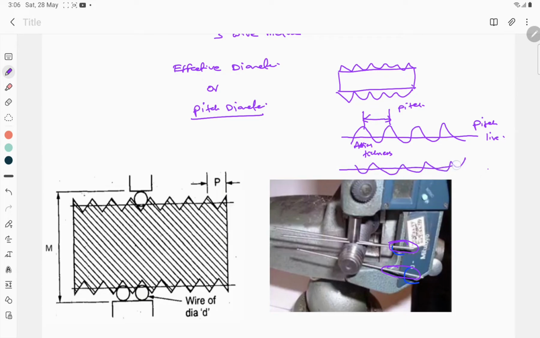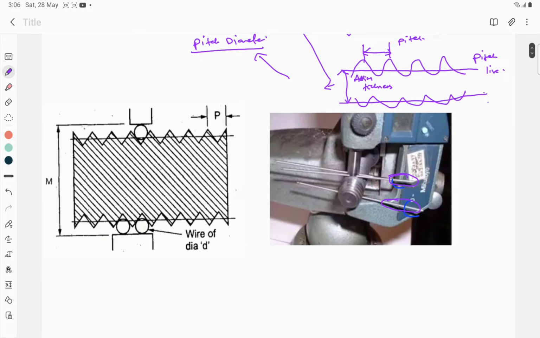There will be another pitch line. The distance between these two pitch lines is called pitch diameter or effective diameter. We will see how to measure pitch diameter or effective diameter using the three-wire method. As the name suggests, in the three-wire method we will be using three wires of the same diameter.